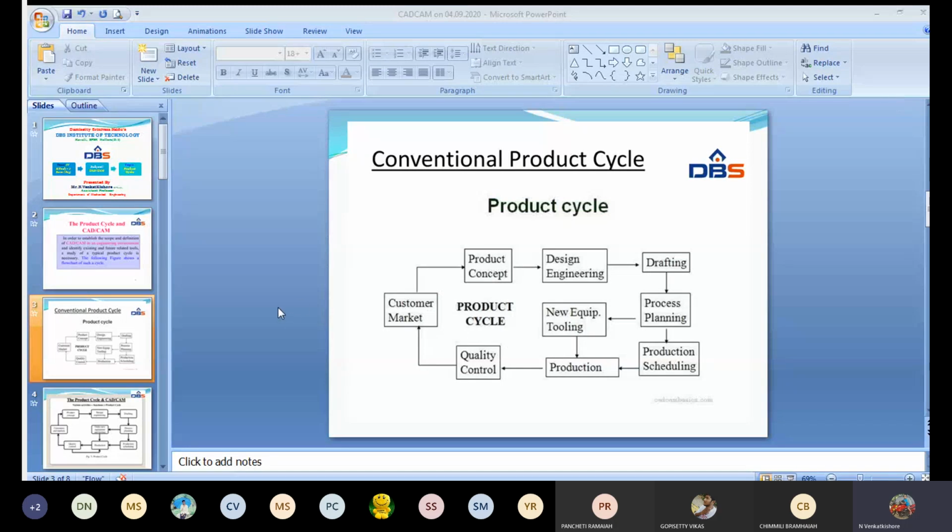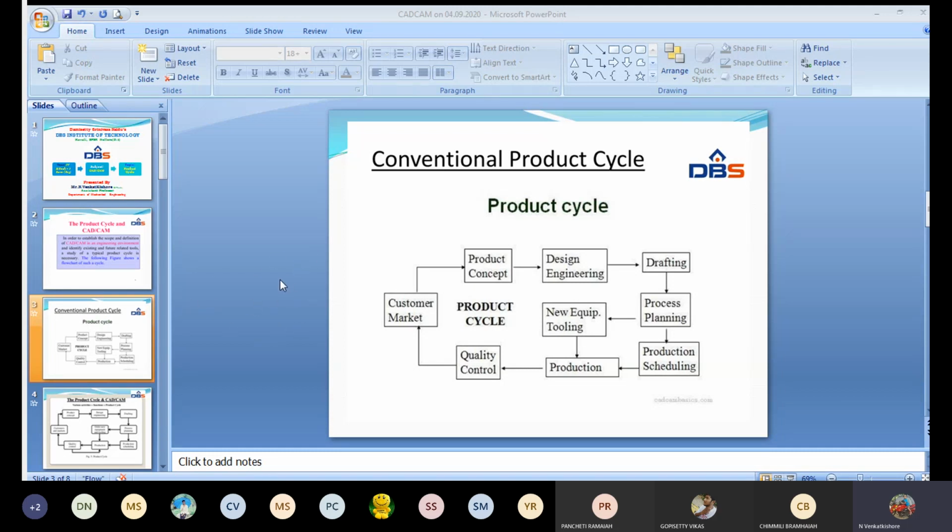So the customer gives the information about his or her necessity. Based on that, the company does the work. These are all done in the company itself, that means in an industry or a firm. But the customer or market is outside of the company.